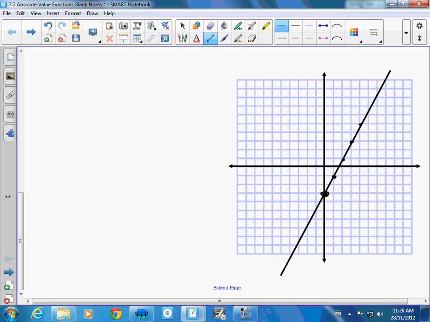Okay, I'm going to do this in a different color just so you can see it. So this point here would be that point there. And then it would go up 2 over 1, right? Up 2 over 1, up 2 over 1. Is that correct? Okay. Now, what's the hard part? There's no vertex. We're not dealing with a quadratic, so.